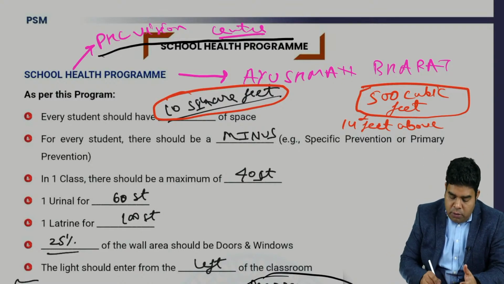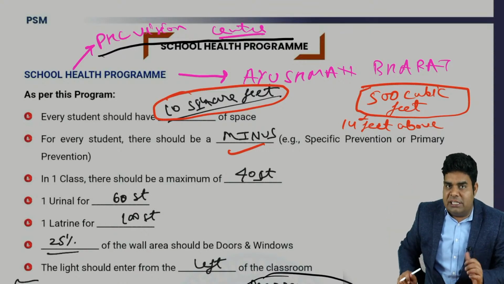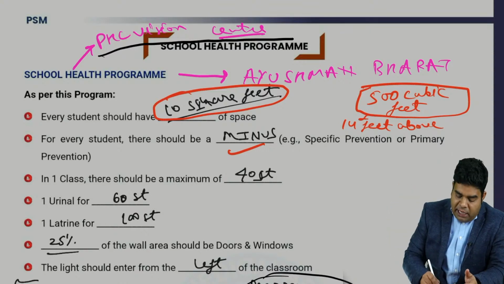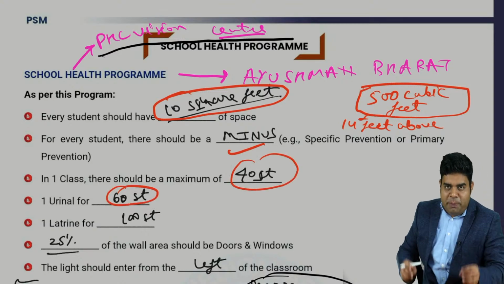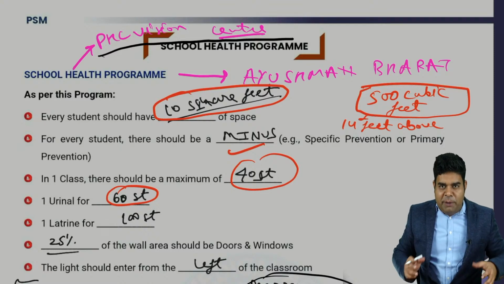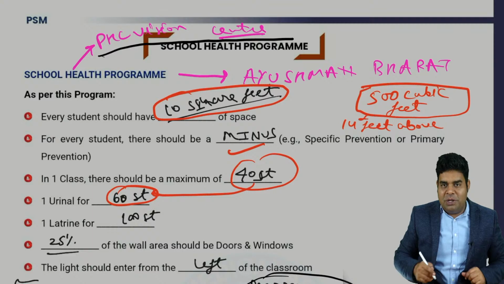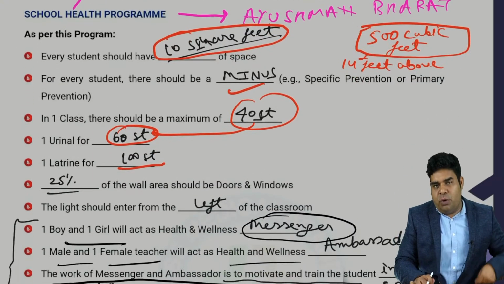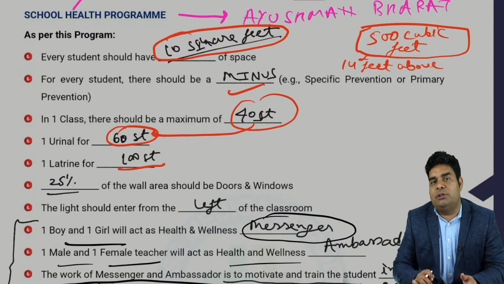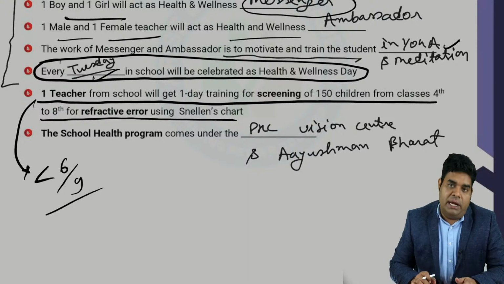And of course, you all know that in the school health program, there is a minus desk, which will prevent them from backache. So it is an example of specific prevention. Every class 40 students, one urinal for 60. And if you mix student with susu, it will become potty. 40 plus 60, student plus urinal susu is potty or latrine, 100 students. Of course, 25% area should be door and window and light should come from the left side. Do remember Health and Wellness Day on Tuesday. Therefore, it comes under Ayushman Bharat.